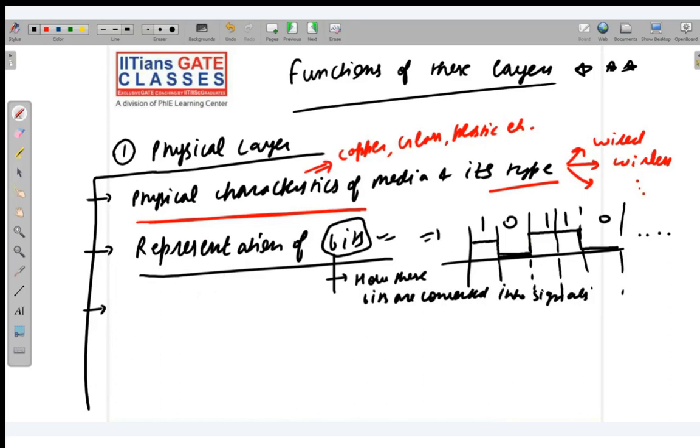Why I'm not digging deep into all these things is because these are unnecessary details. You should know only which layer is responsible for bits representation. Bits representation responsibility is the physical layer.